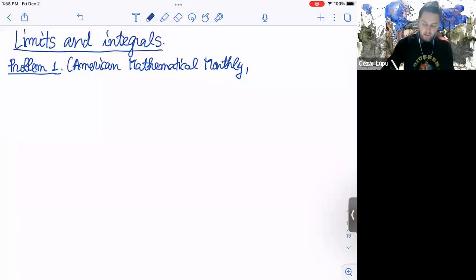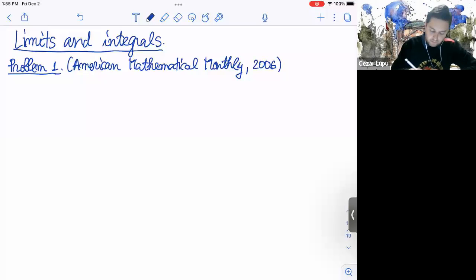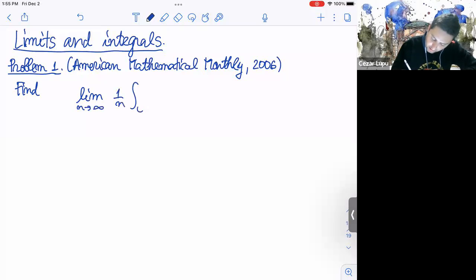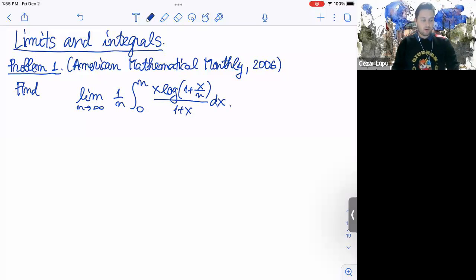The American Mathematical Monthly back in 2006. And the problem has the following statement. So basically, we find the limit as n approaches infinity of 1 over n times the integral from 0 to n of x times natural log of 1 plus x over n, everything over 1 plus x dx. All right, so that's the first problem.